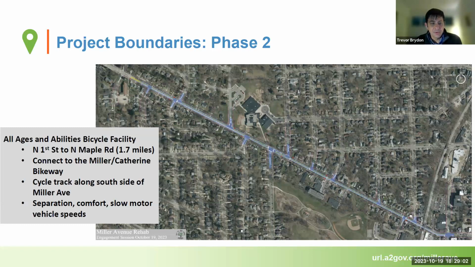Again, it's used to provide separation and greater comfort, and we're also looking to slow motor vehicles down, both through the dimensions of the cycle track in the roadway, but also looking for other speed management elements to be applied to this project and designed into this project to control velocities of motor vehicles on Miller Avenue.